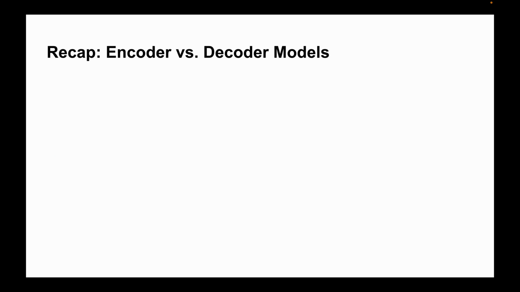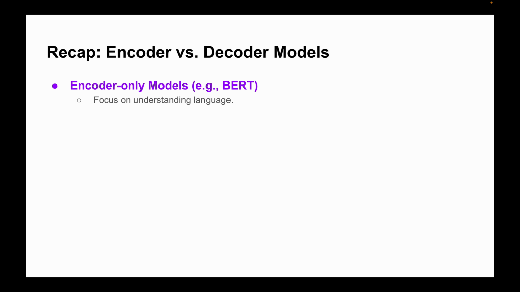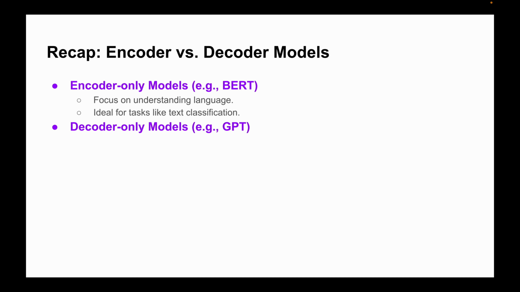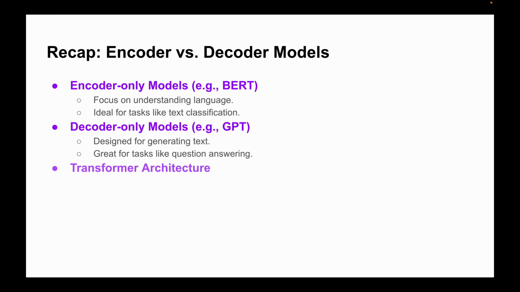Now let's recap everything we have learned today. First, we saw encoder-only models like BERT, which focus on creating representations of language, and it is perfect for tasks like text classification. Then we saw decoder-only models like GPT, which are great for generating text and answering questions. Both types of models are incredibly powerful in their own ways and are used in a variety of applications. And it all starts with this transformer architecture.